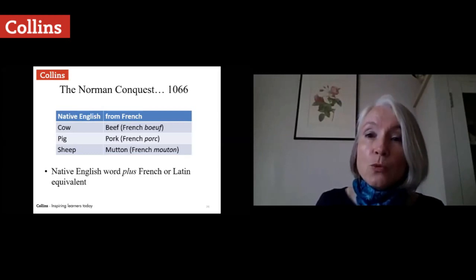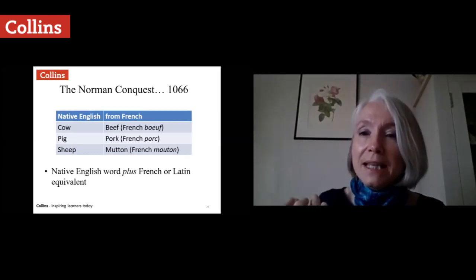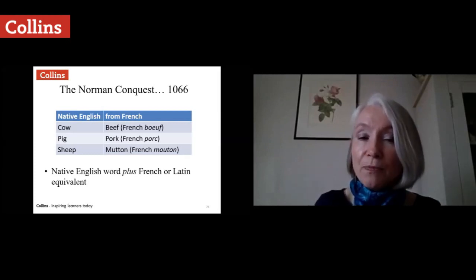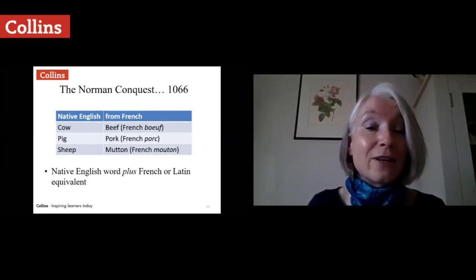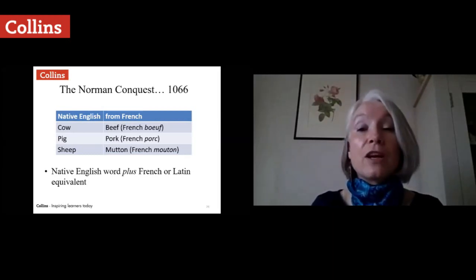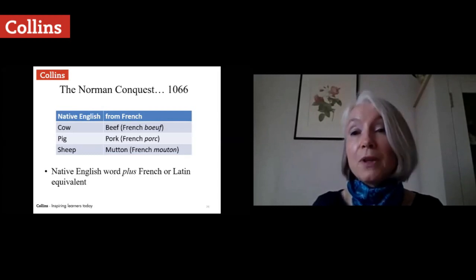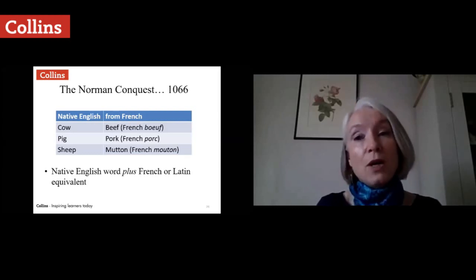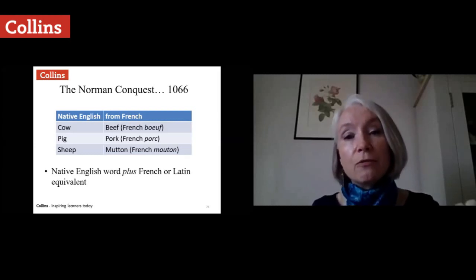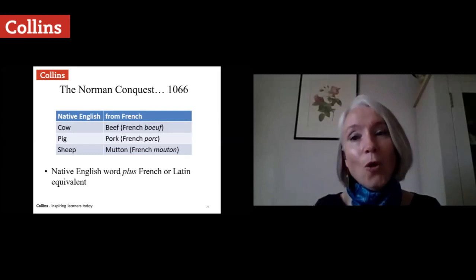So the French words moved in and have taken on a specific meaning. They've occupied a separate semantic space in the language. And this is a distinction that English makes that French doesn't make, for example. So in French, the three words bœuf, pork, mouton apply to the animal alive and to the flesh when it's eaten.